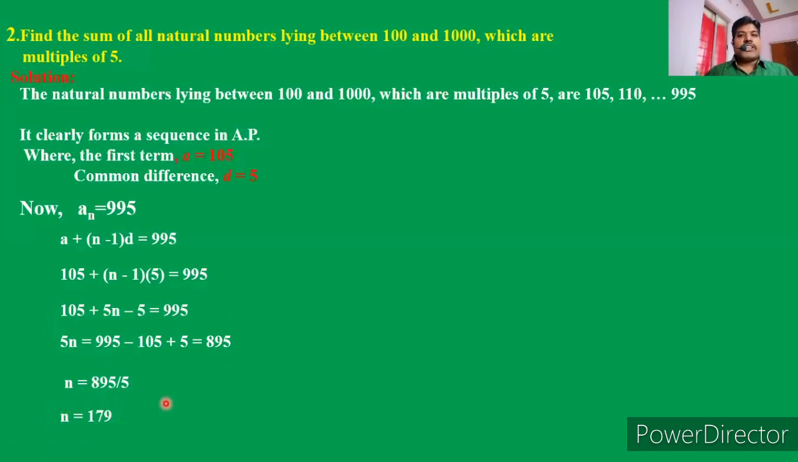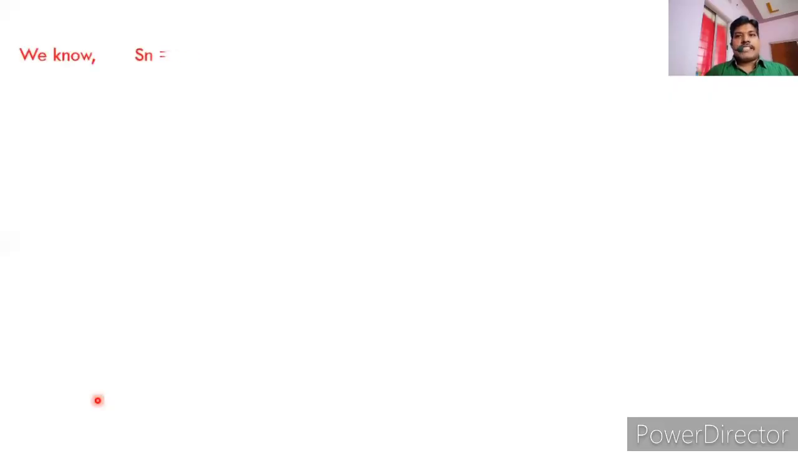N value is 179. So here we got that the A value is 105 and the D value is 5 and n is equal to 179. In the question they are asking the sum of all natural numbers. So how many terms are there? 179 numbers. It is not easy to add all these numbers, so that is the use of sequence and series. By using the formula, what is the sum of the terms in an arithmetic progression? Sn is equal to n by 2 into 2a plus n minus 1 into d.